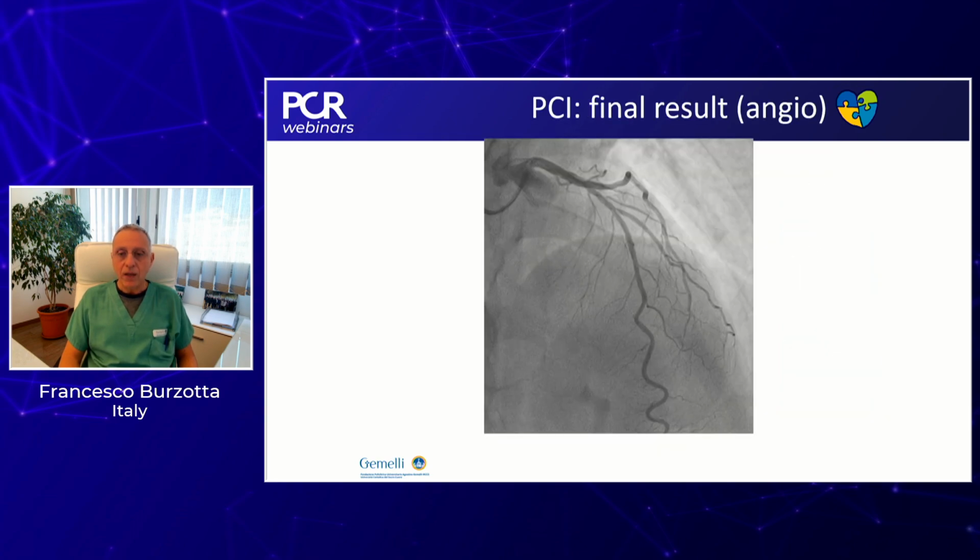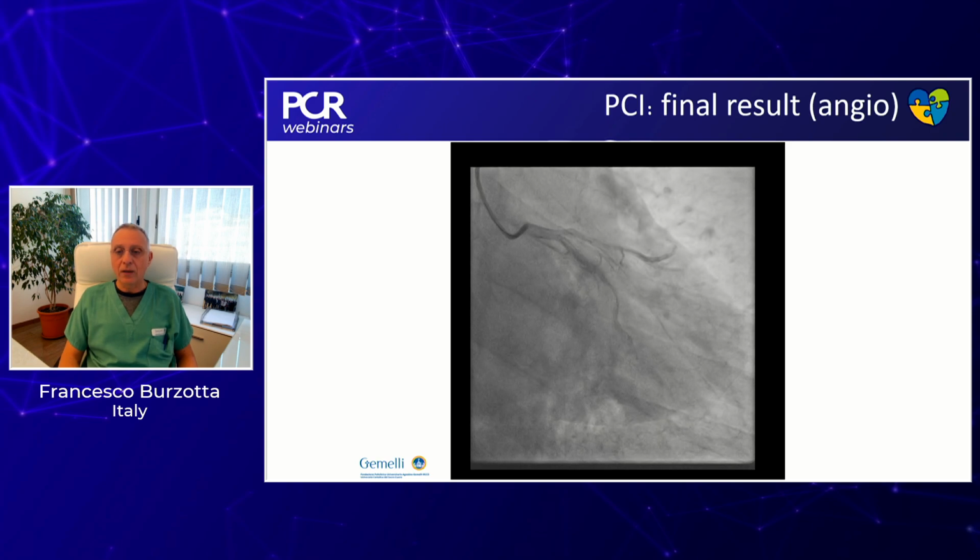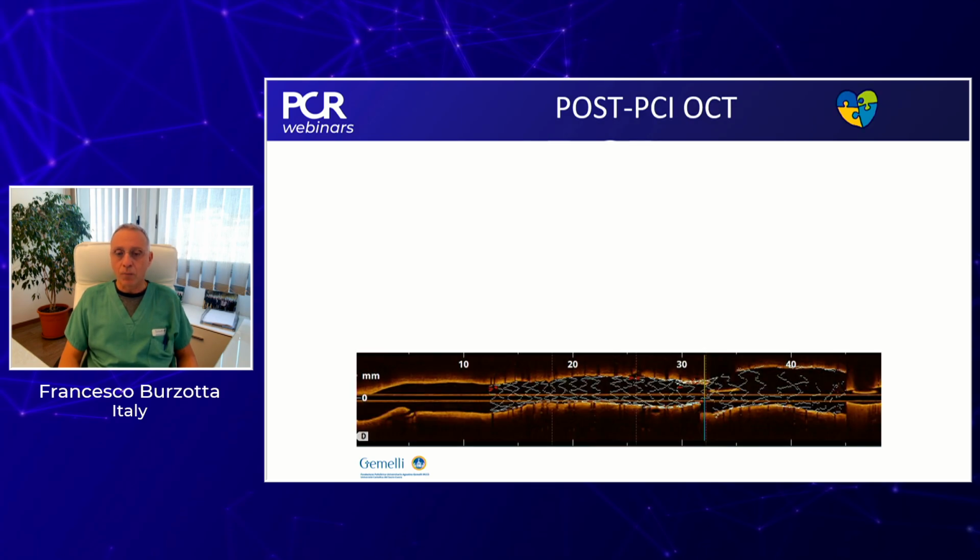And this is the final angiographic result in cranial view showing the beautiful LAD preservation. In particular, this is the caudal view showing that we really respected the original anatomy. There are no signs of dissection into the LAD, perfect flow over there, and good expansion of the stent. Since the procedure was based on OCT, I don't want us to miss those questions.